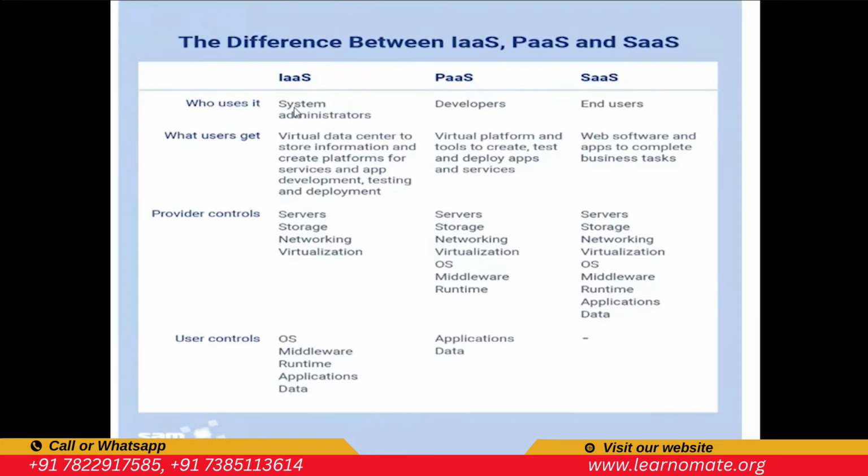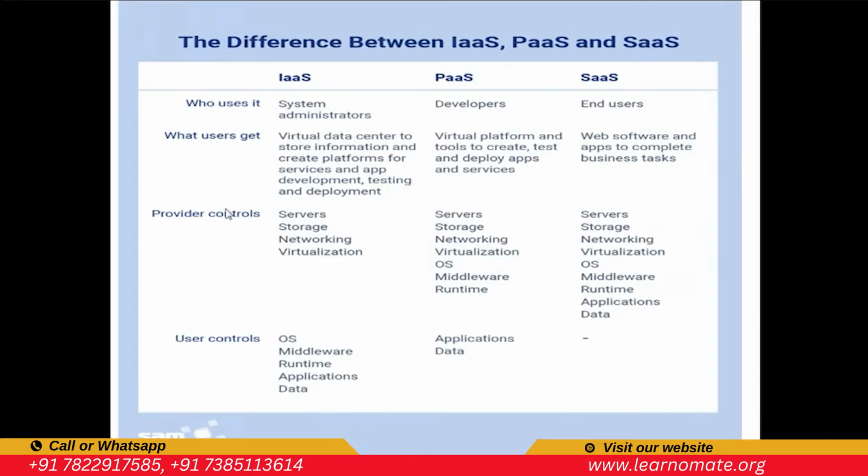Infrastructure as a service is used by system administrators, platform as a service is used by developers, and software as a service is used by end users. What users get: IaaS acts as a virtual data center to store information and create platforms for services and app development, testing and deployment. In the case of PaaS, it acts as a virtual platform with tools to create, test and deploy apps and services. In the case of software as a service, it is web software and applications to complete business tasks.